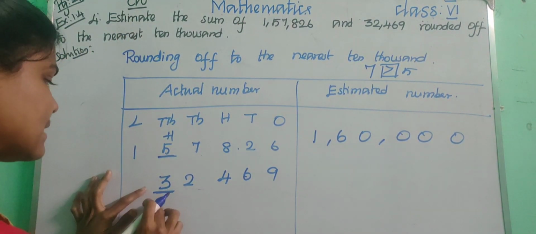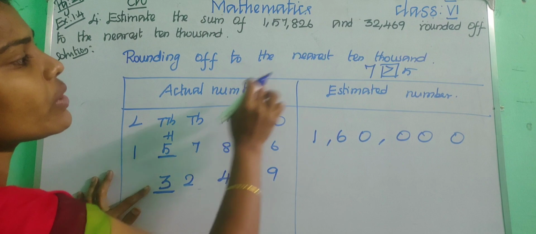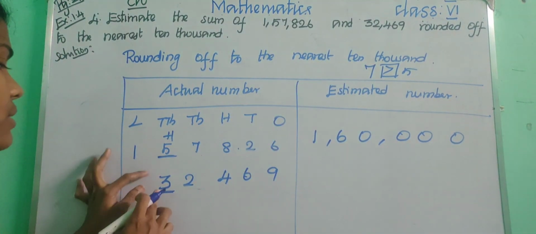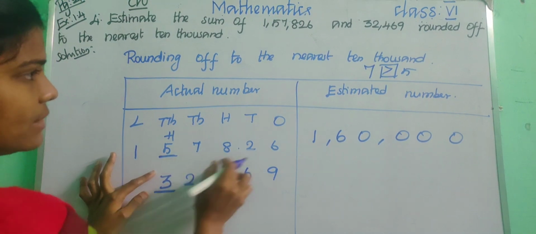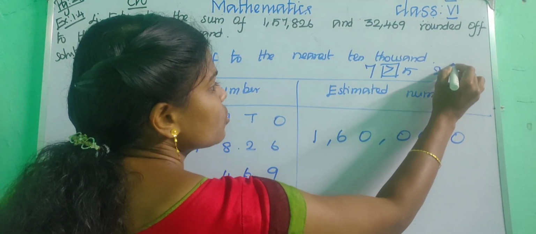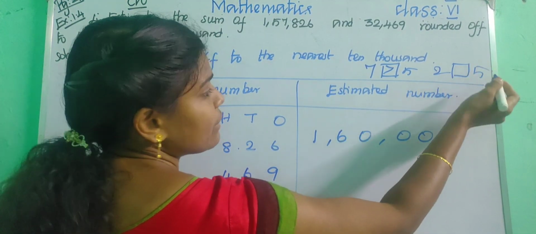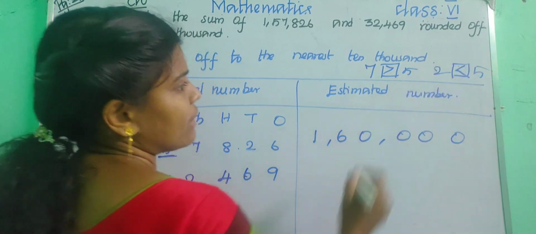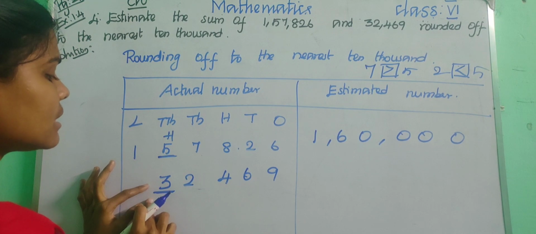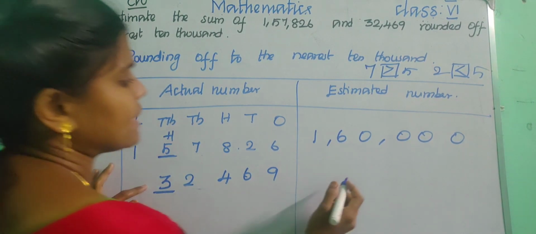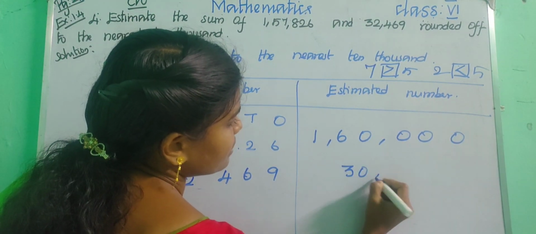Okay children, and let us see the next one. So we are going to round off the 10,000's place. So it is 3. So we need to check the next digit, the 2. Let us check whether this 2 is greater than or less than 5. It is less than 5, right? So we need to write the same digit. So that is 30,000.